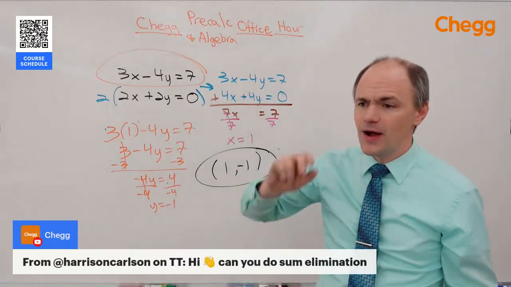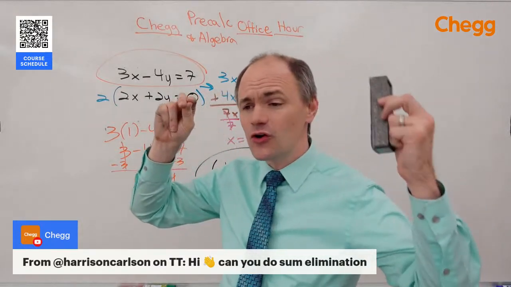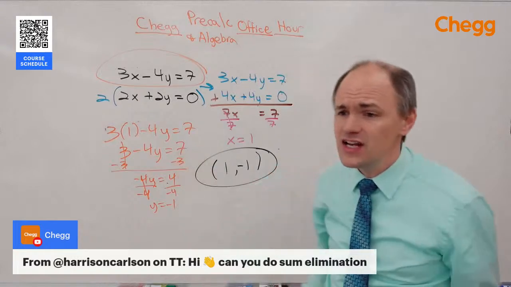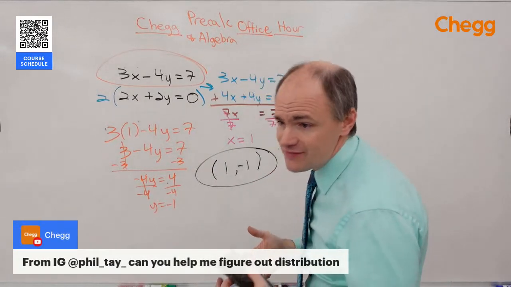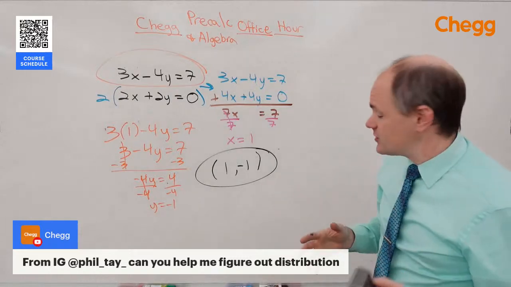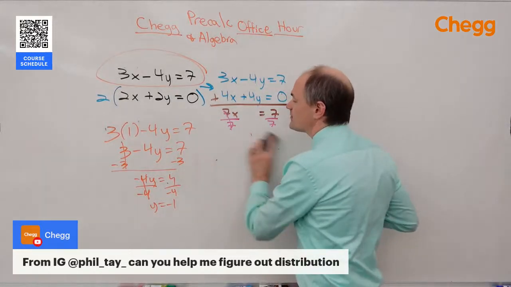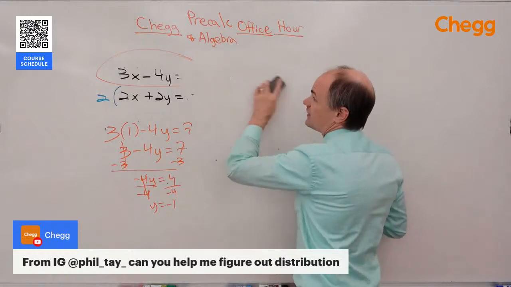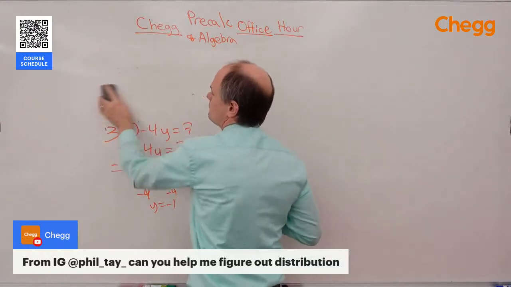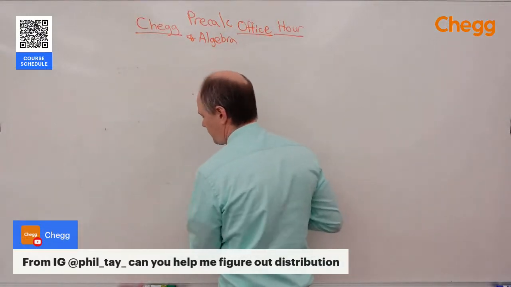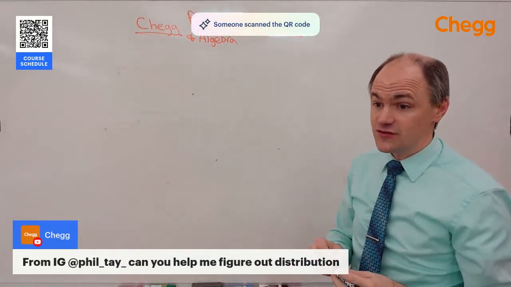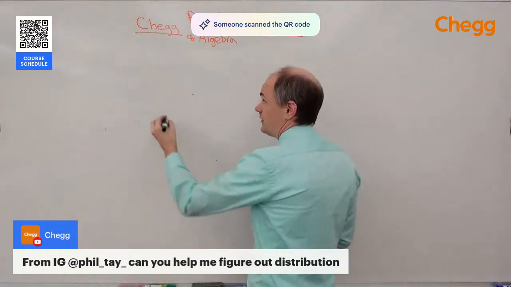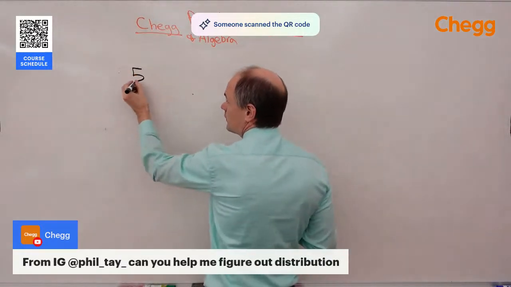Another great question came up about distribution and another question about factoring. They're closely related. So let's talk about the distribution question. That came from Instagram at Philly Tay. We're going to talk about distribution first, and then we'll do the opposite of distribution, which is factoring, which is probably one of the most important skills that you learn in algebra and pre-calculus, is how to factor. So let's first start with the idea of distributing. First, we'll start simple and we'll kind of build up.